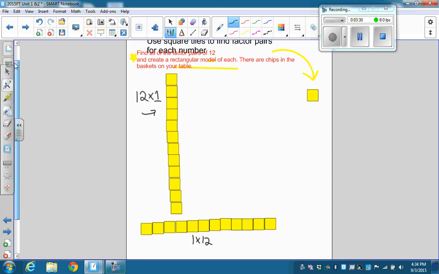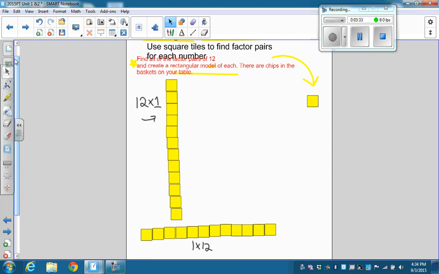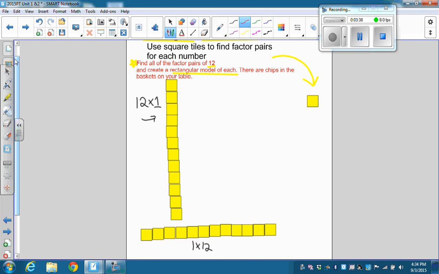So the goal was to make a rectangular model for all the factor pairs of 12, right? So what are the factor pairs of 12? 1 by 12. What's another one? 2 times 6. And 3 times 4. Those are all the factor pairs, and if we did the reversal, we would tip the rectangles to have a 4 by 3, or a 6 by 2, or a 12 by 1, right?